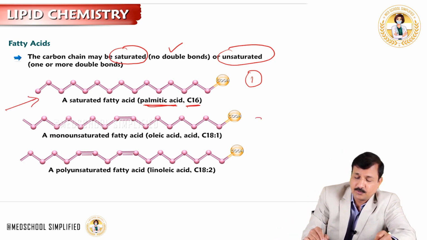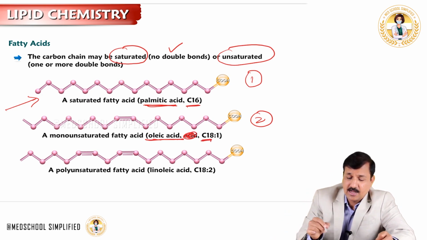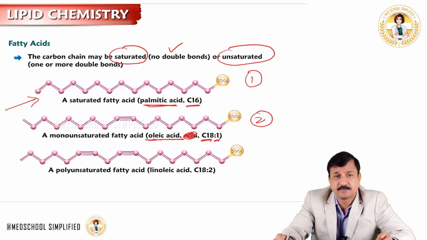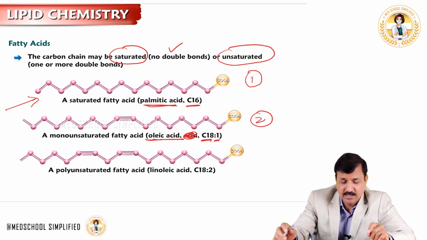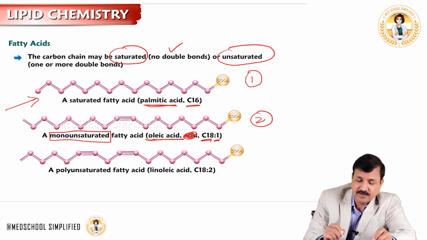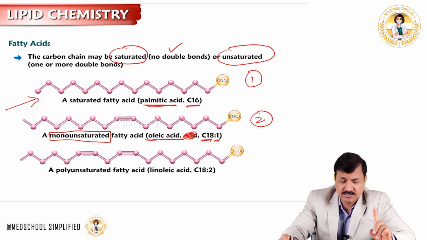Now look at number 2. Number 2 fatty acid that is shown here is oleic acid, and oleic acid has 18 carbons, that is C18. C18 indicates it has 18 carbons, and then there is a colon and number 1 written here. Number 1 indicates it has a single double bond. So that is referred to as a monounsaturated fatty acid. One unsaturation is there in this fatty acid, monounsaturation.